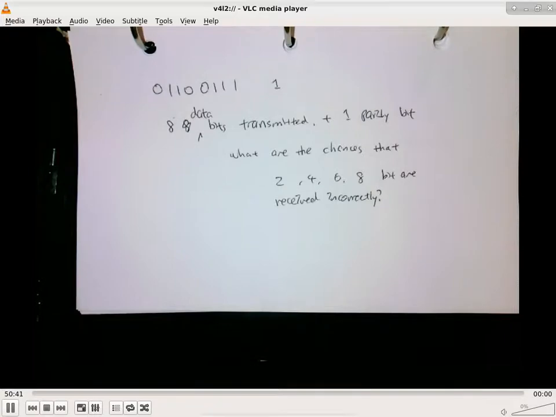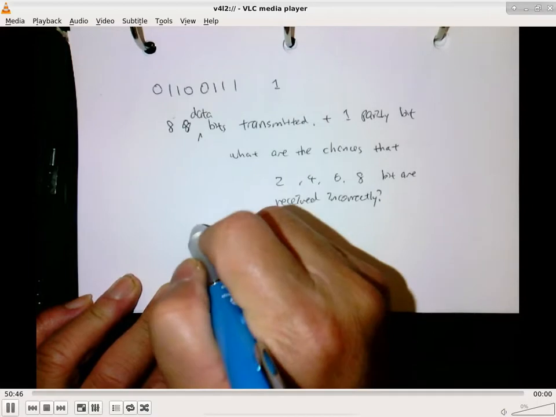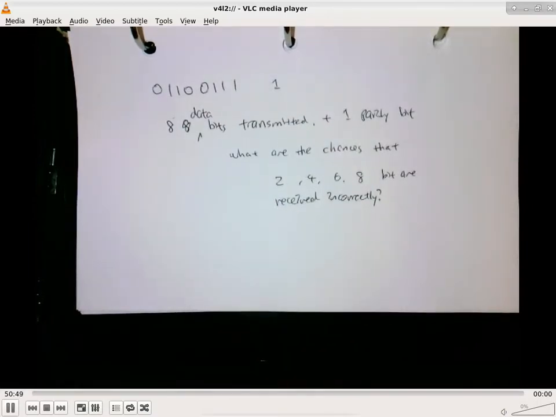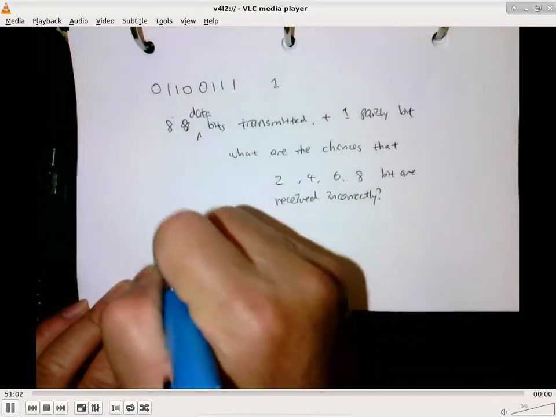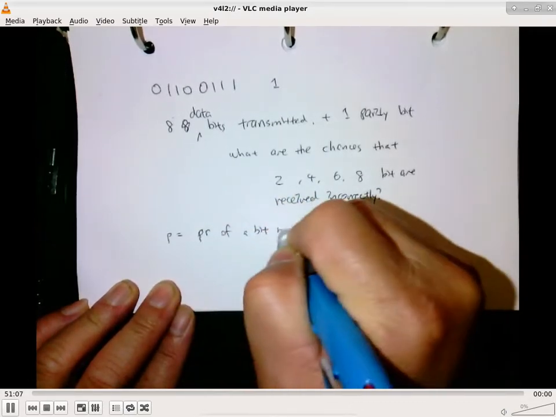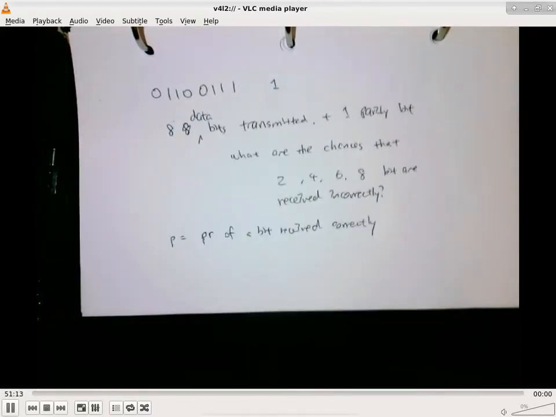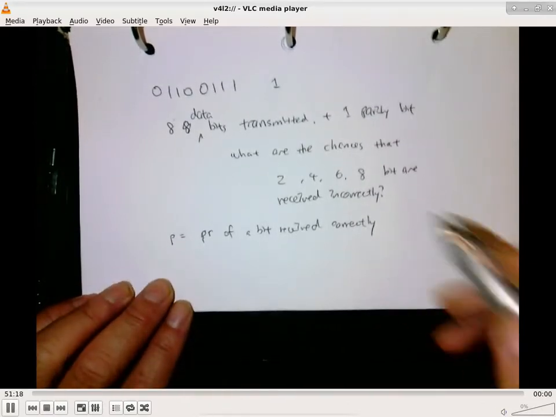Okay? So in this case, this time you have to assume the probability is symmetric, which means a 0 transmitted received as a 1 versus a 1 transmitted but received as a 0 are the same. Okay? So now we say, okay, P is the probability of a bit received correctly. So this time I'm defining P a little bit differently. P is close to 1. It is the chances of a bit received correctly.